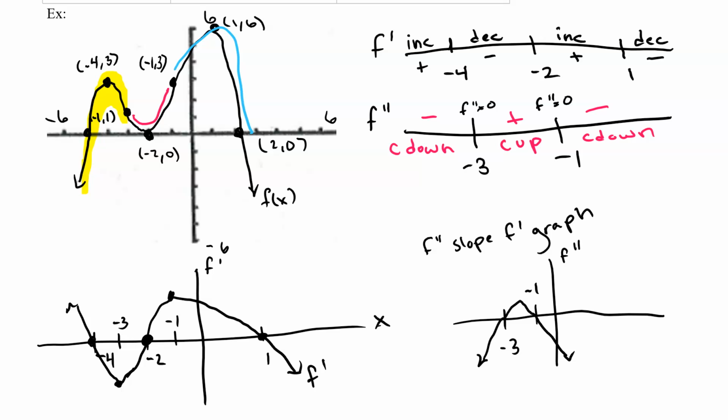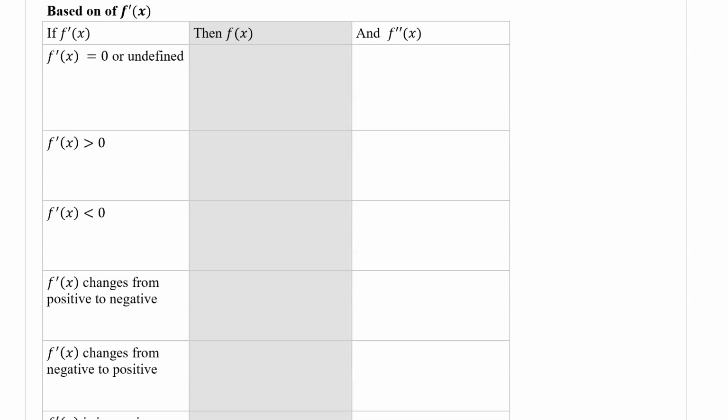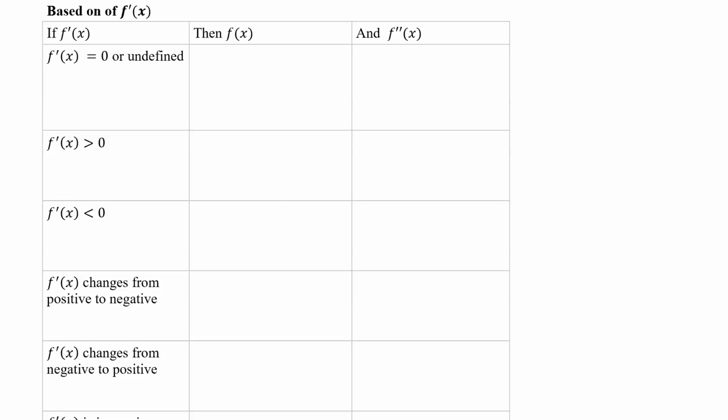All right, so that was a lot. We're going to play with these concepts a lot more, but now we're going to look at what we can conclude based on our first derivative graph. So on our first derivative graph, if we are equal to 0 or undefined, we are going to have a critical point on our original graph. And our second derivative, if f prime is undefined, then our second derivative is also undefined.